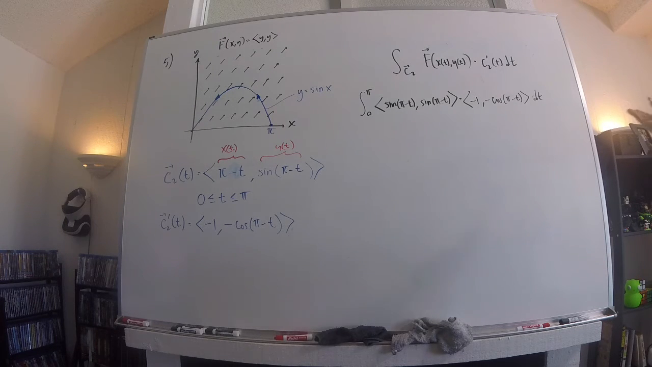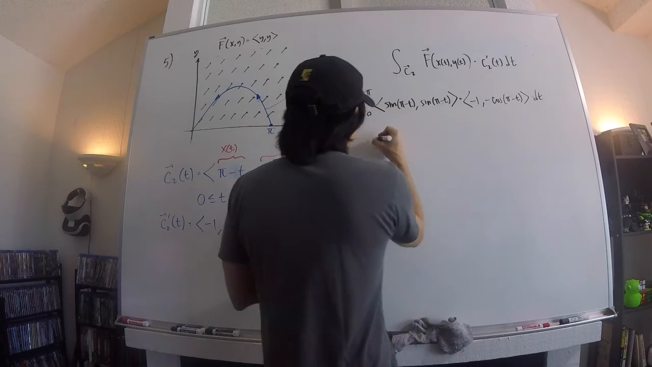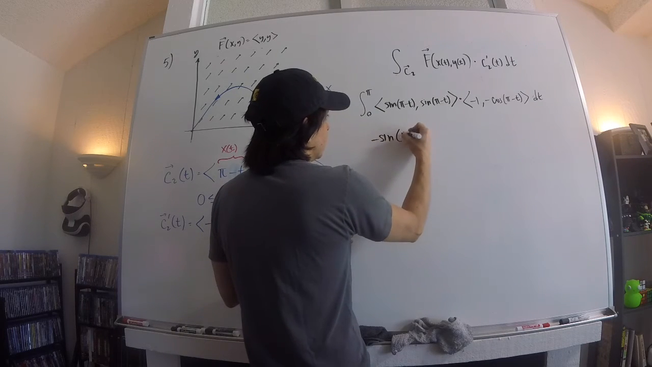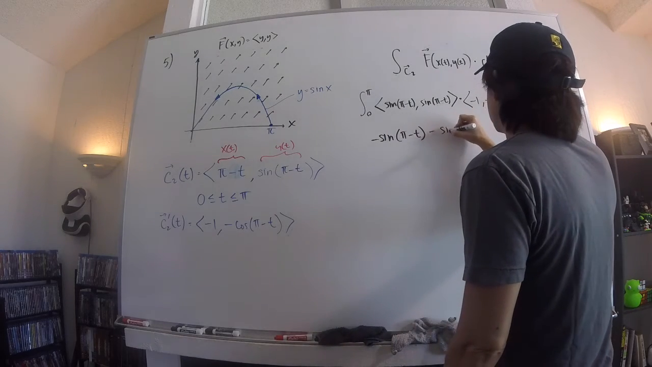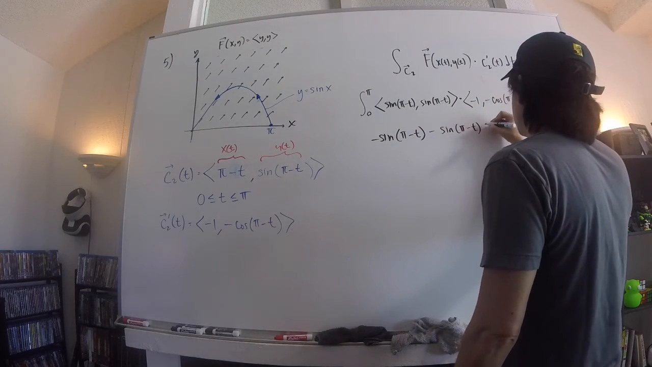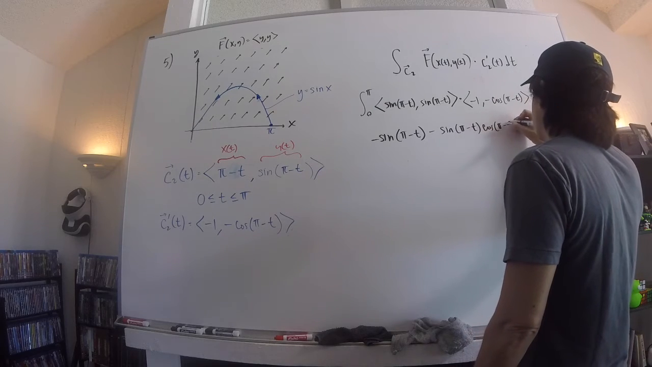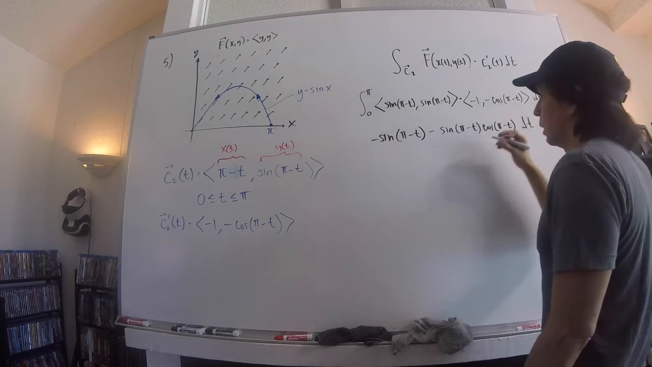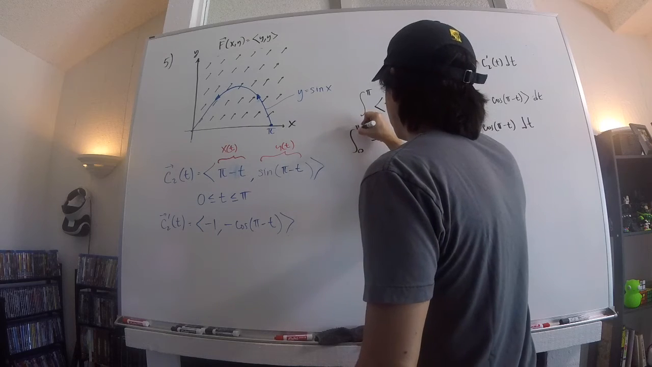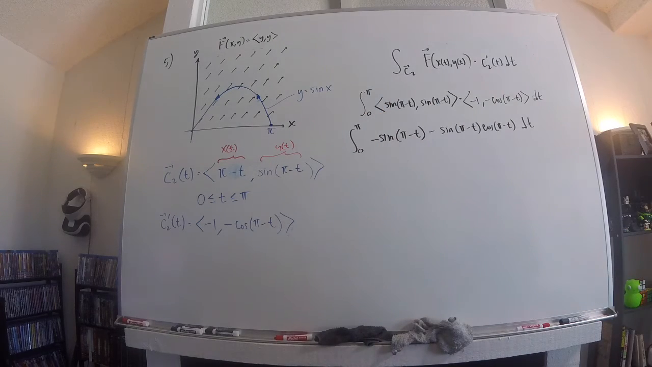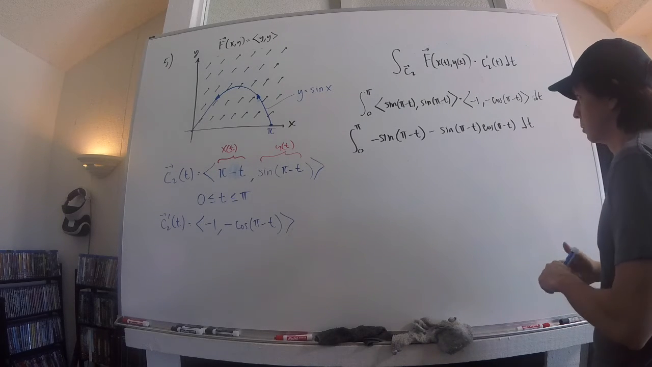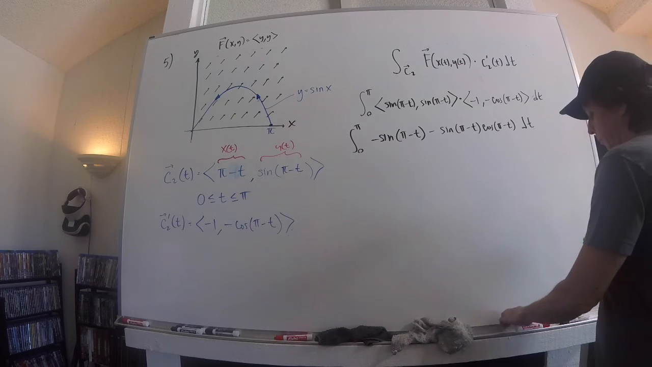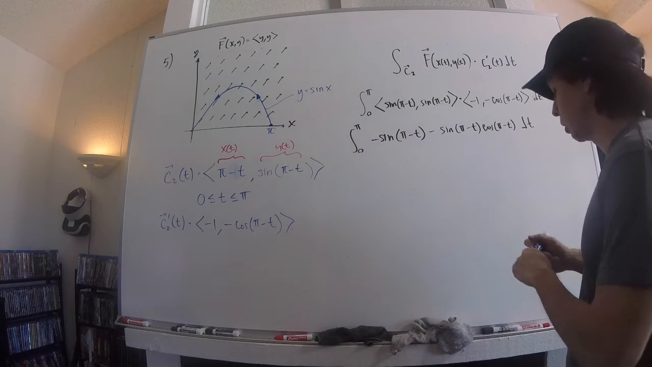Rewriting it in terms of a parameter t, now I'm going to do my dot product. Negative sine pi minus t minus sine of pi minus t cosine pi minus t. Now I want to take a moment and figure out how best to approach this. I could work with that, or I could work out my identities. I'm going to work on my identities, to be honest with you.